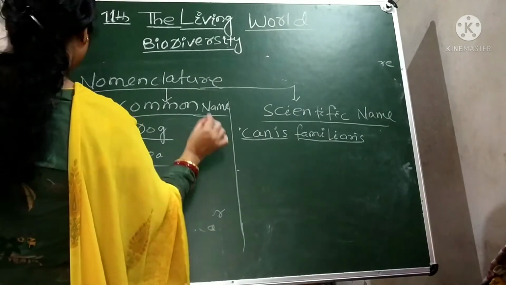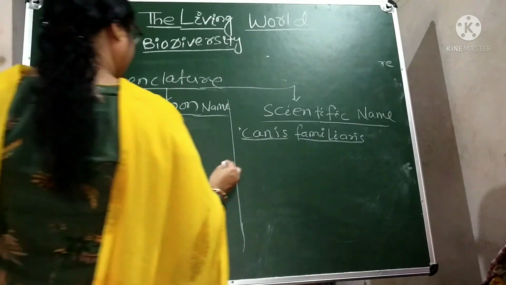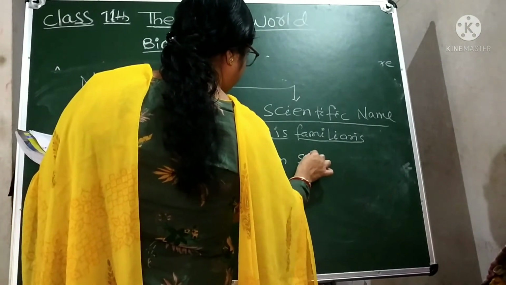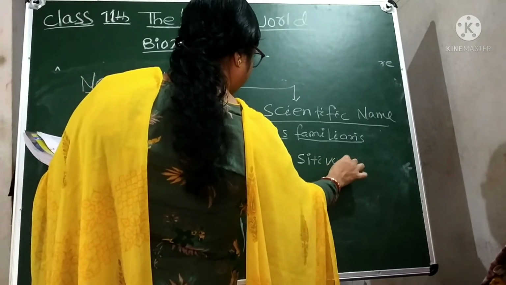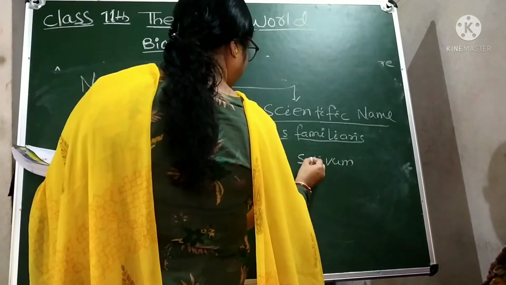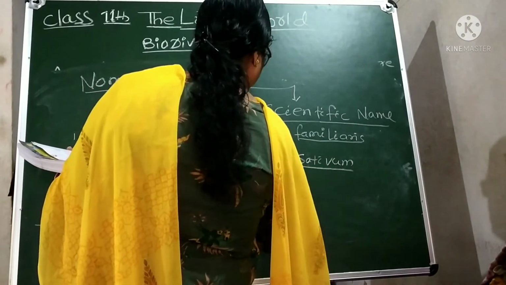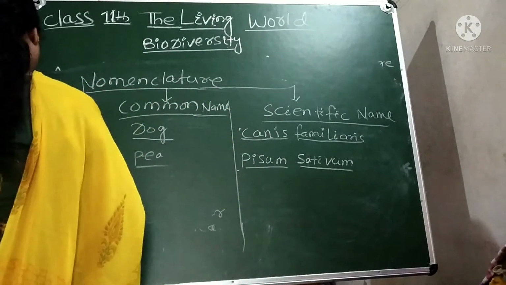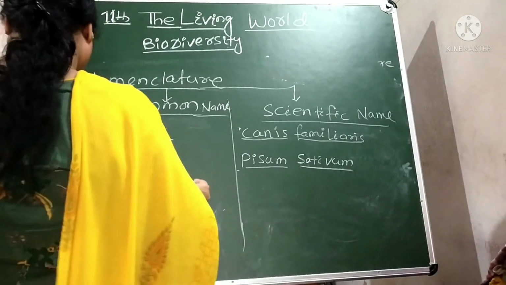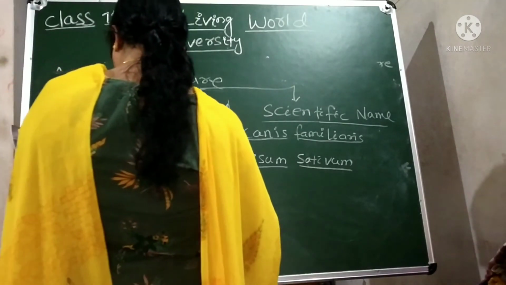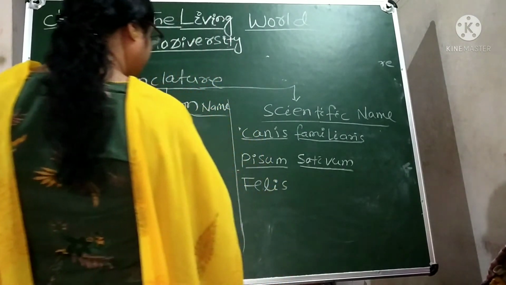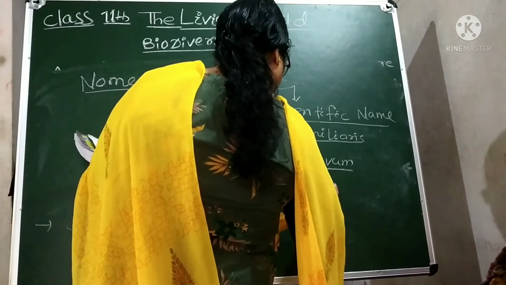Pea, motor. The scientific name is Pisum sativum. And the cat is known as Felis catus. The scientific name of cat is Felis catus.